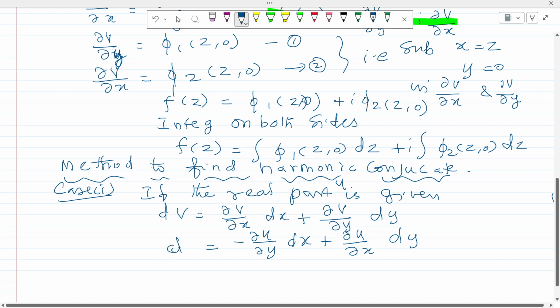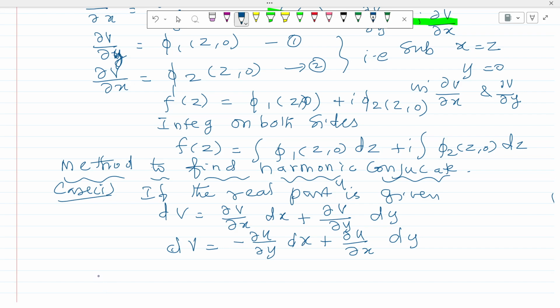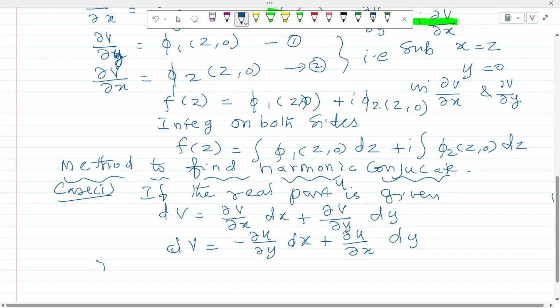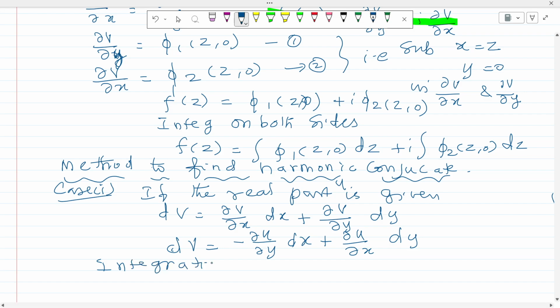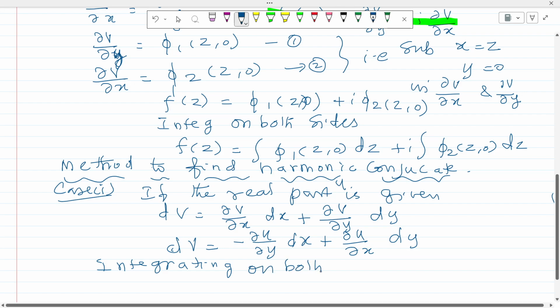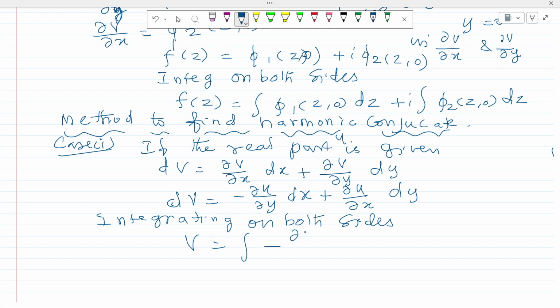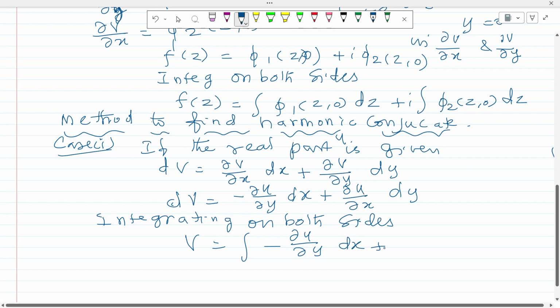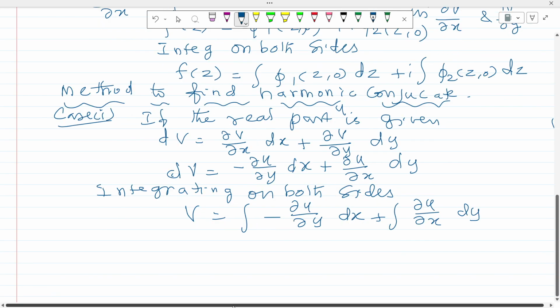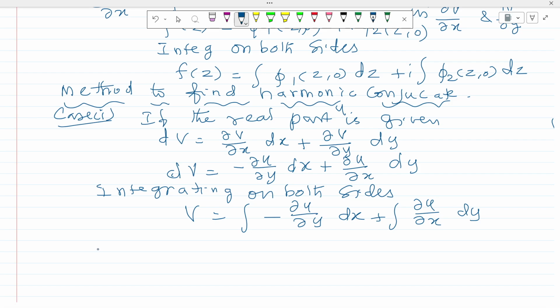So listen here, dv is there. Integrating on both sides, we get v equal to the integral of minus ∂u/∂y dx plus the integral of ∂u/∂x dy. Is it not? Fine.